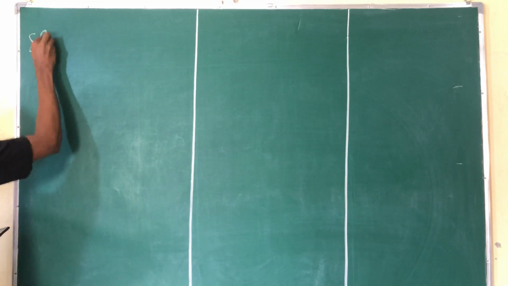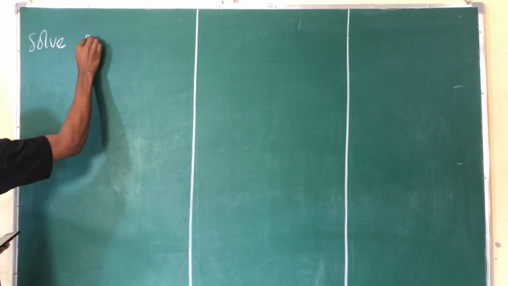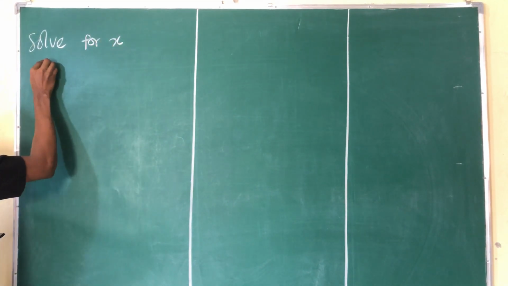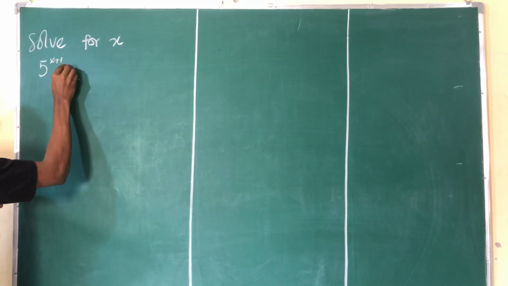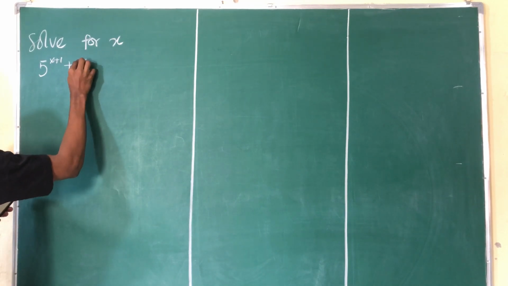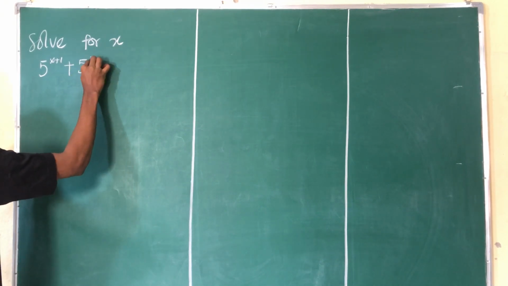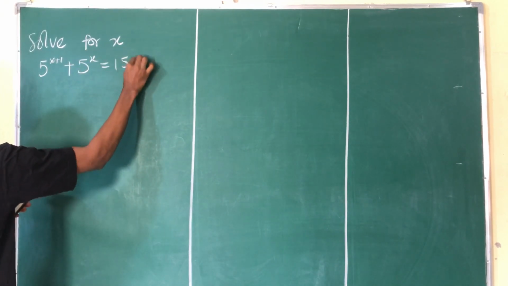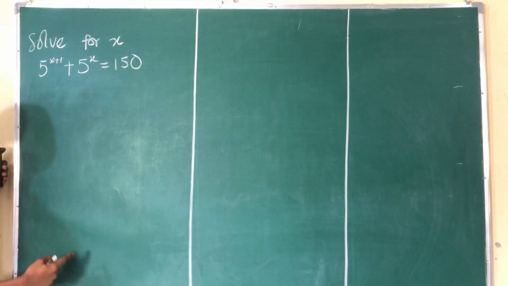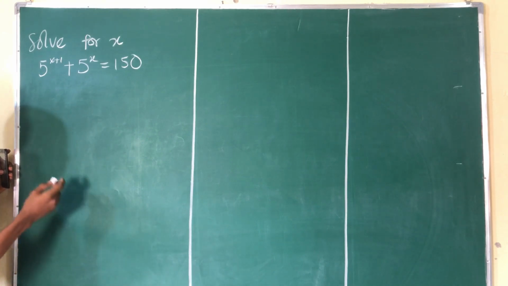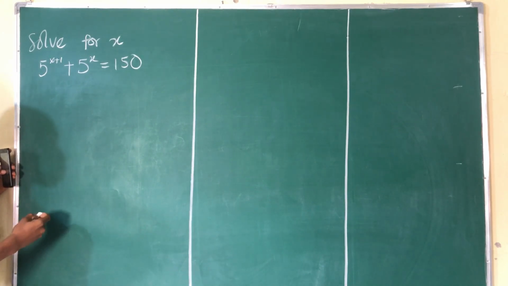Solve for x: 5 raised to the power x plus 1, plus 5^x, is equal to 150. So the student should find the value of x. Of course, we have solved a lot of problems involving this kind of equation, so we know what to do at this step.